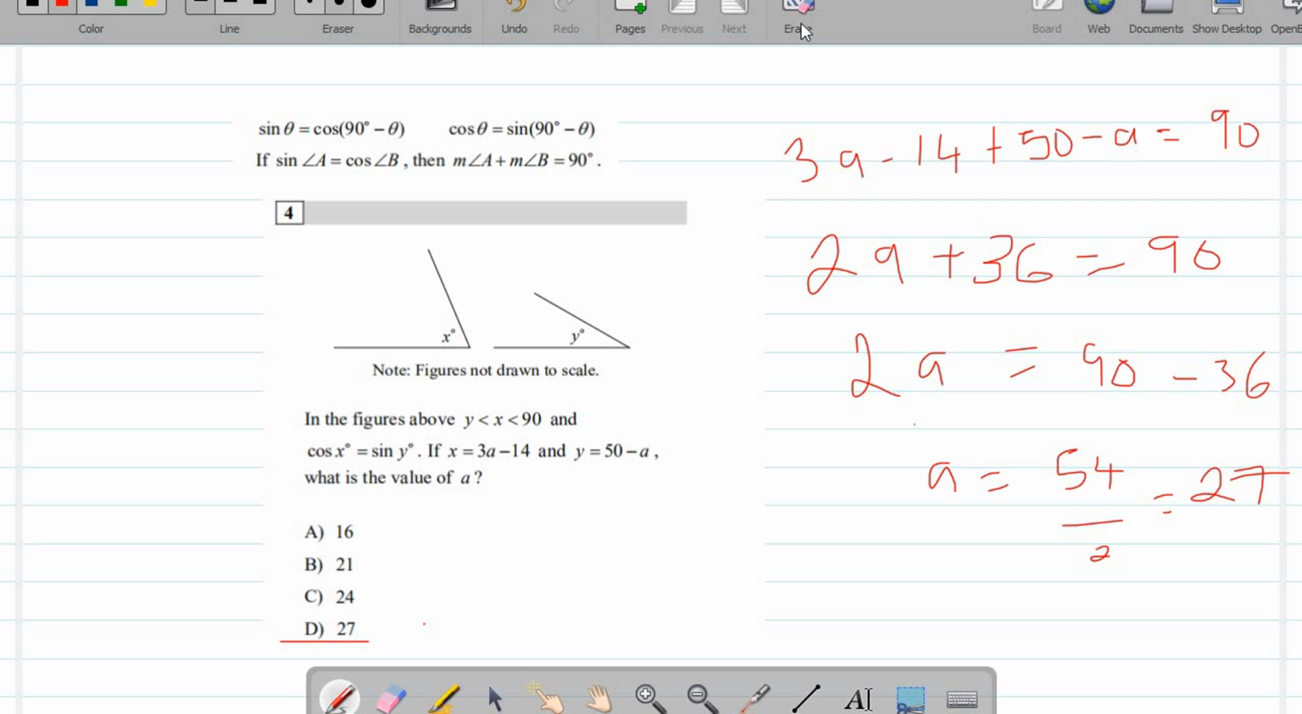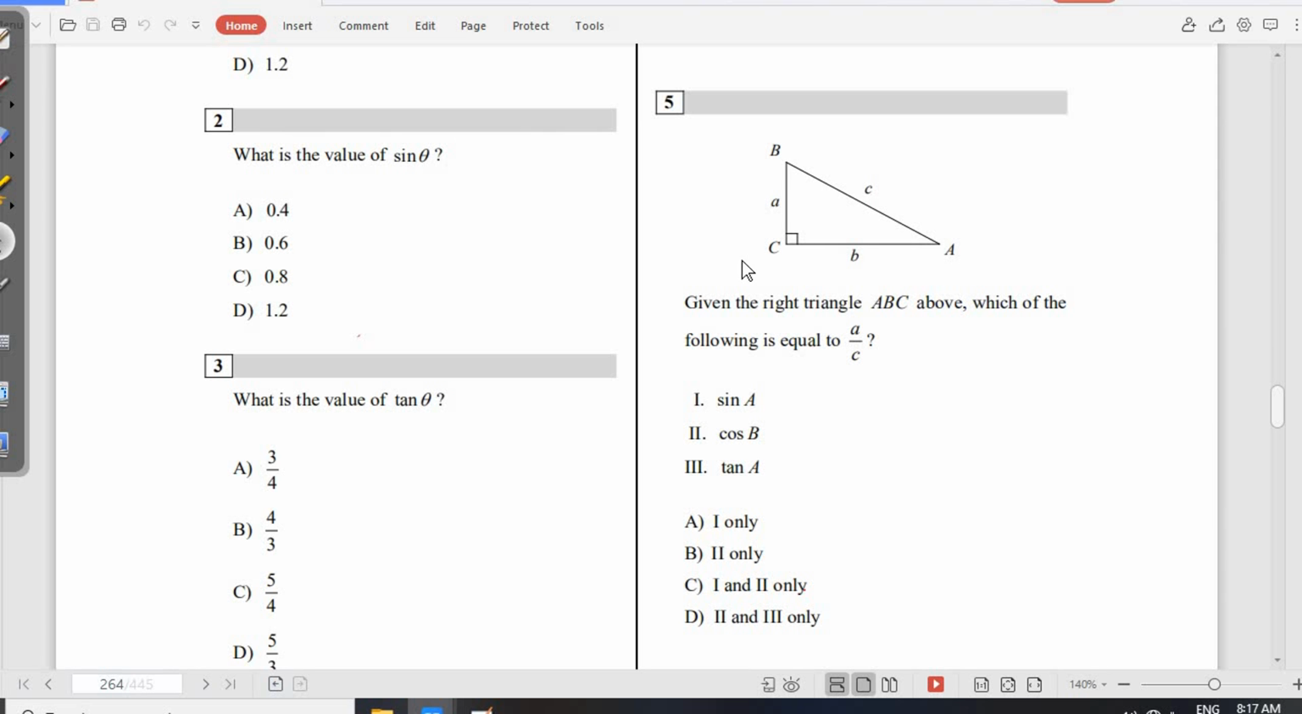Let's return. So now we have this: given the right triangle ABC above, which of the following is equal to A over C? All you need to do, remember, is that we're looking for A over C. That is opposite over hypotenuse of this angle A. Of course, sine A is equal to opposite, which is this A, over hypotenuse C.